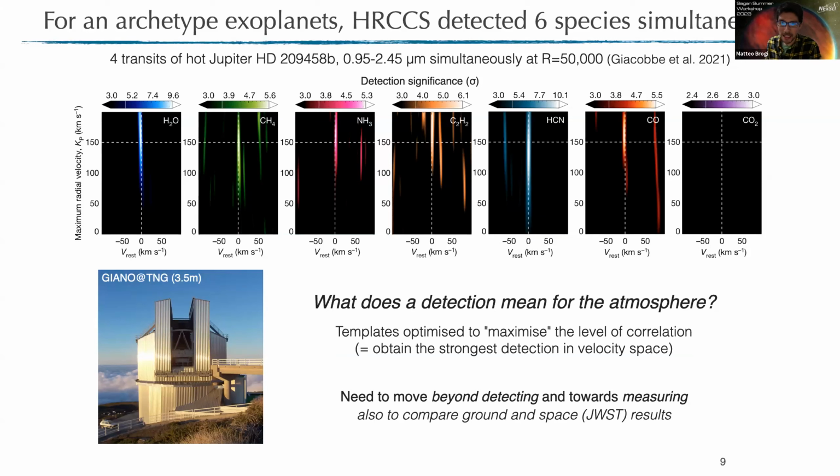And the main reason is that it's not easy to understand what a detection means for the atmosphere. So for instance, I could have the sensitivity at high res to detect something that has a very low abundance in the atmosphere, so low in fact that it's visible at high res, but it does not show up in a James Webb Space Telescope spectrum. So really, in order to make the comparison fair and also informative, and perhaps even highlight some of the limitations of this technique, we really need to move beyond detecting and towards measuring.